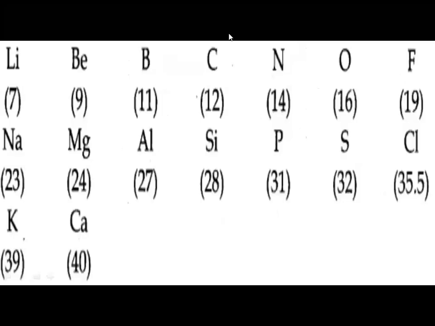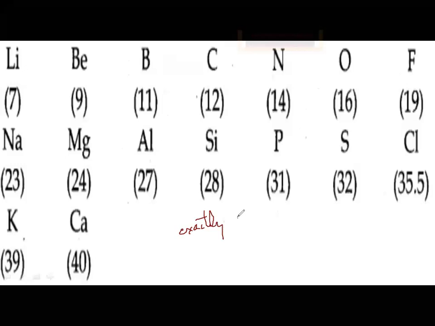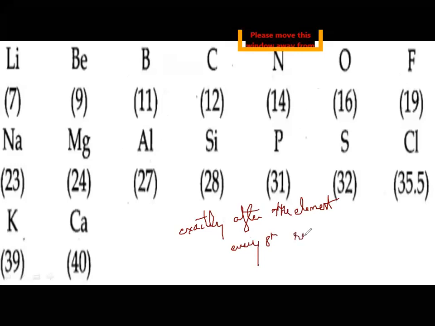But the point what Newland said is the repetition is exactly mentioned. That is, it is exactly after the seventh element. Why I'm saying this? Because he said every eighth element showed similar property. So exactly after the seventh element, there is repetition. He mentioned a constraint. He mentioned a period of 7 elements.